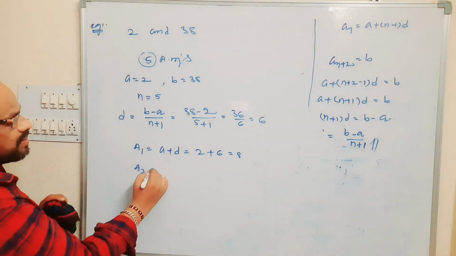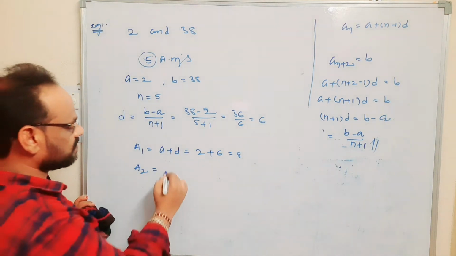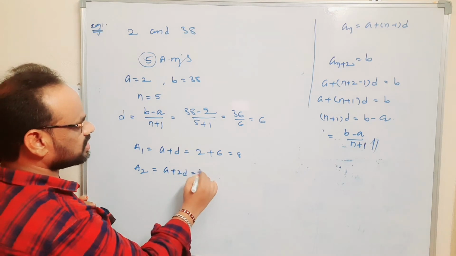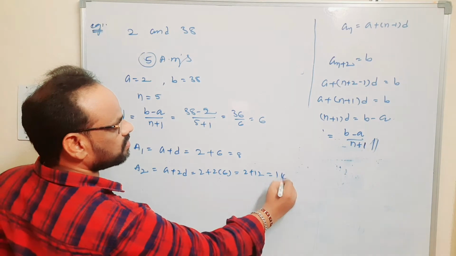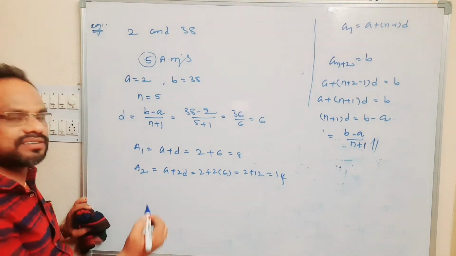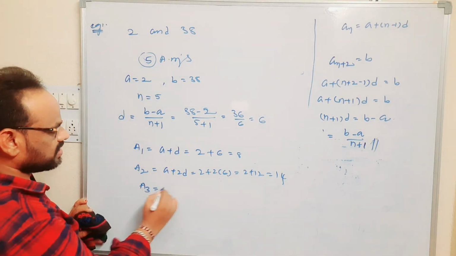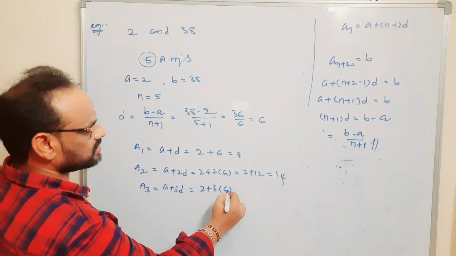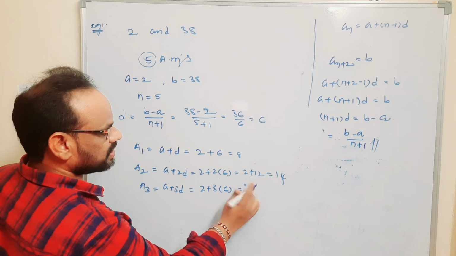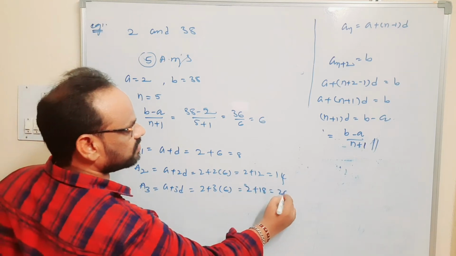What is the second arithmetic mean? Second arithmetic mean a2 is equal to a plus 2d, is nothing but 2 plus 2 into 6, that is equal to 2 plus 12, is nothing but 14. What is the third arithmetic mean? Third arithmetic mean a3 is equal to a plus 3d, is nothing but 2 plus 3 times 6, is nothing but 2 plus 18, that is equal to 20.